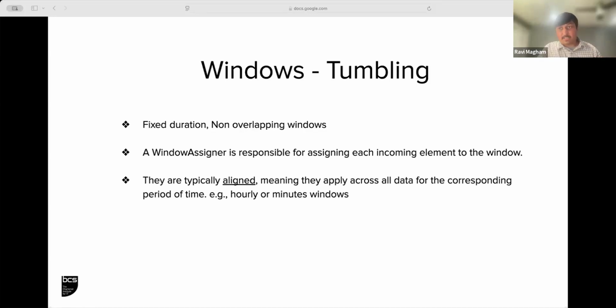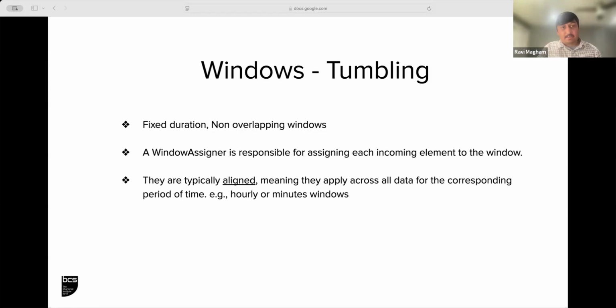So the data that comes in at 11:20, say for instance for 5 minutes, is going to start off at 11:20 and then end at 11:25. The data that comes in at 11:26 is going to be between 11:25 and 11:30. So these are non-overlapping windows.